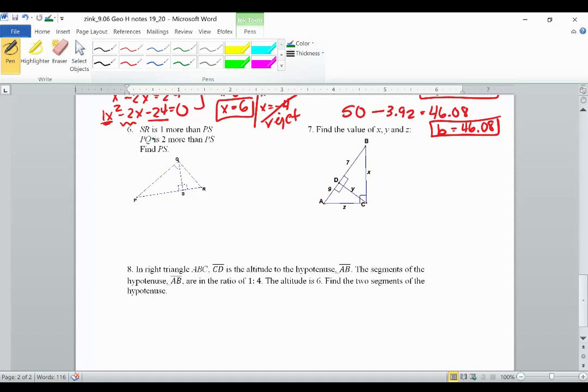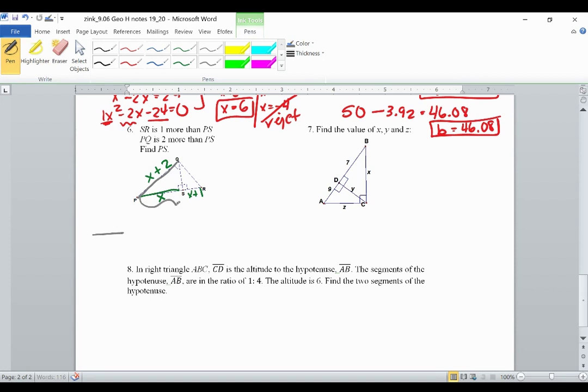Okay, so hopefully you were able to do these on your own. It says SR is 1 more than PS. So I'm going to call PS X, and then SR is going to be X plus 1. PQ should be 2 more than PS. So that's going to be X plus 2. Find PS. So I'm not looking for an altitude, nor am I given the altitude. So I'm going to use my leg rule. The only leg that I have is this one, so I have to use that.